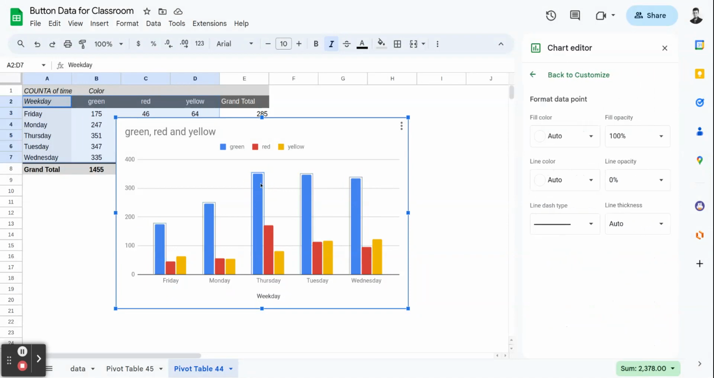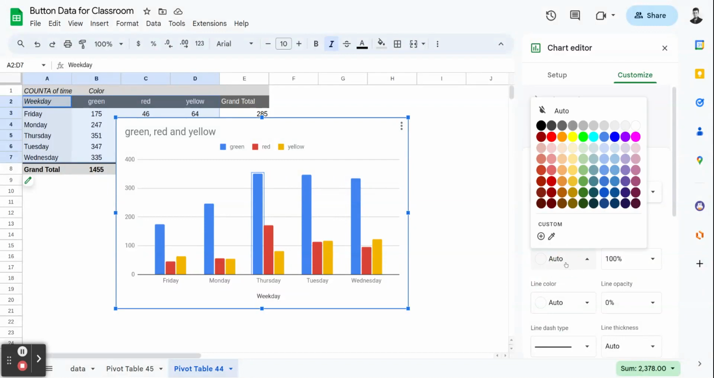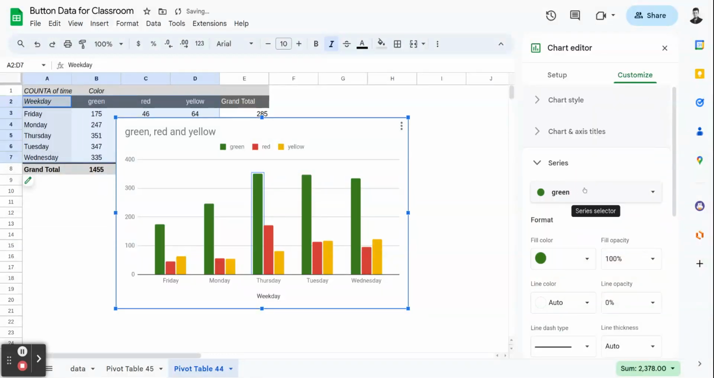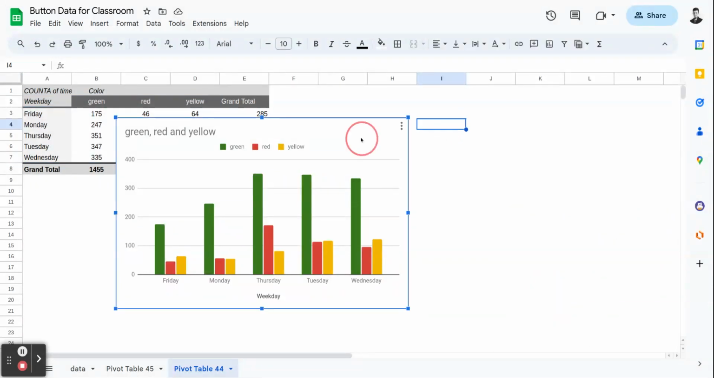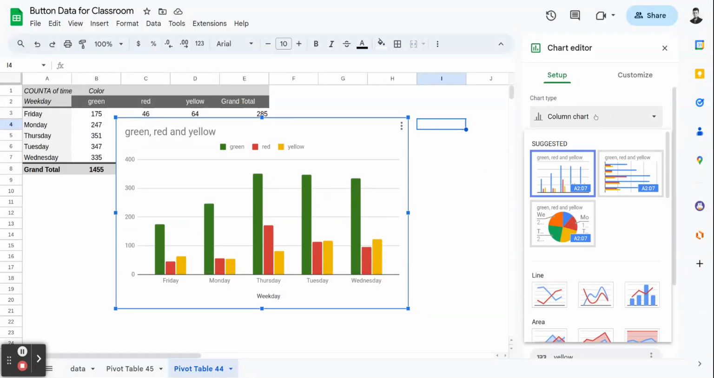But by clicking on the blue column, I can then come down here and go to fill color, which is set to auto, and I can set it to green. And that way, green is green. Okay, so now I've got my chart, they're grouped. Well, let's look at the other kinds of column charts.